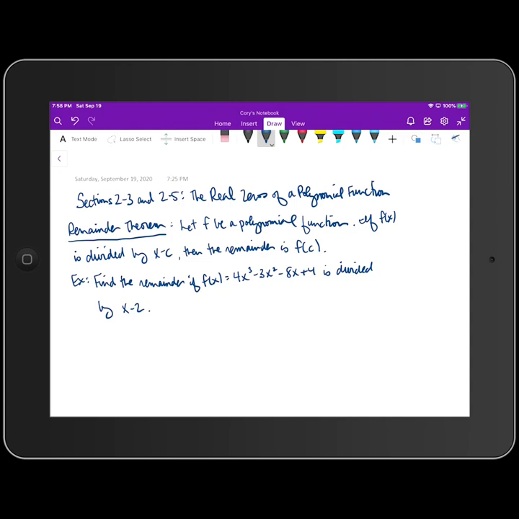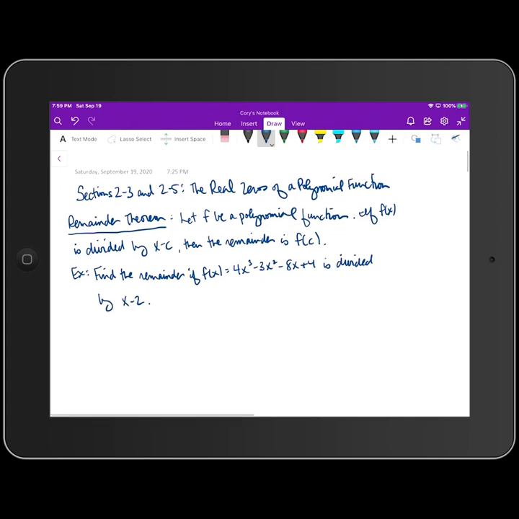And the remainder theorem says to let f be a polynomial function. And it says if f of x is divided by x minus c, then the remainder is the function's value at c. So c is going to make the value x minus c 0. And again, this remainder theorem only works when we are dividing something of the form x minus c into a polynomial function. All right, so let's do our first example.